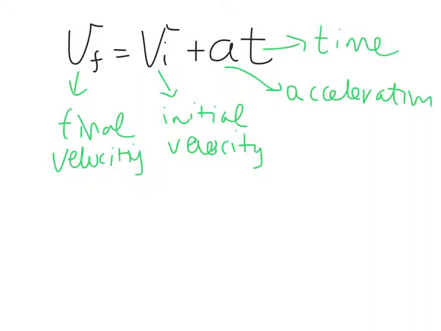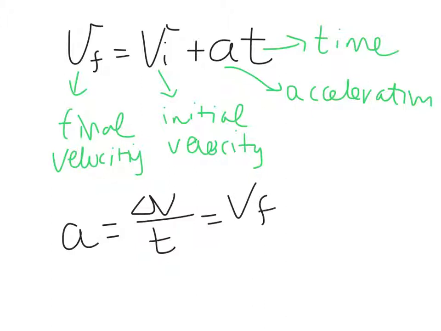Now, this equation you've already seen, it's just rearranged. Acceleration equals change in velocity over time, which equals v final minus v initial over time. Again, this equation is just this equation rearranged. So if you know the definition of an acceleration, you can get that first equation.